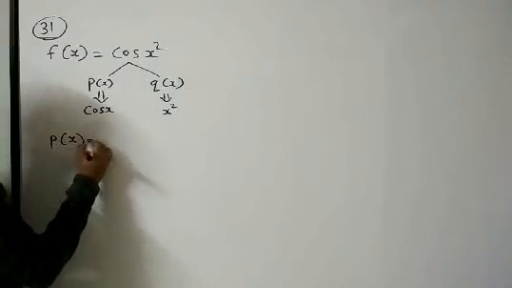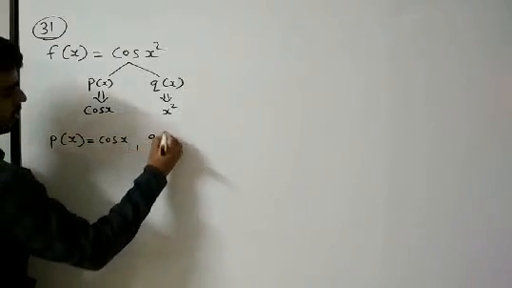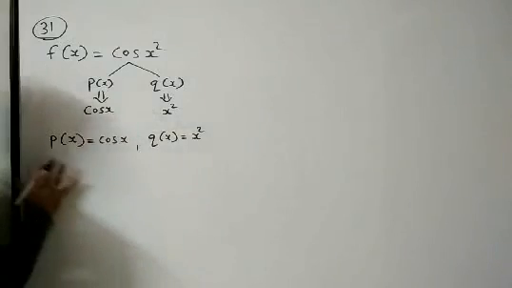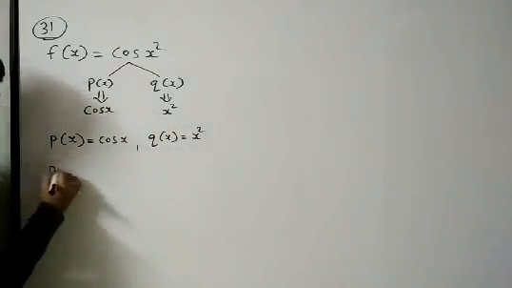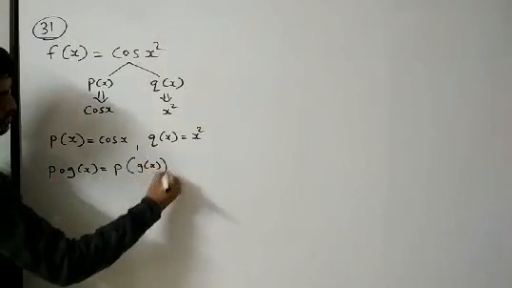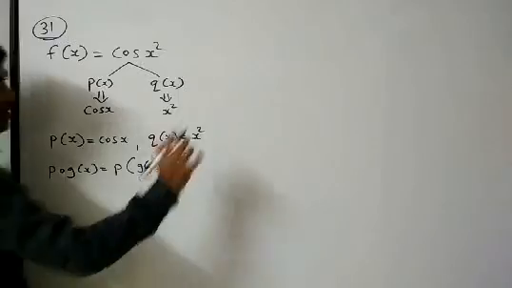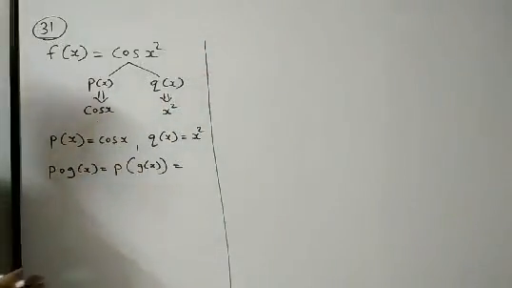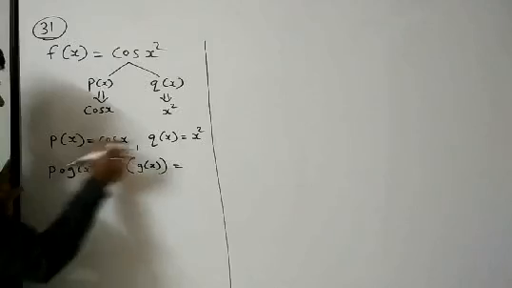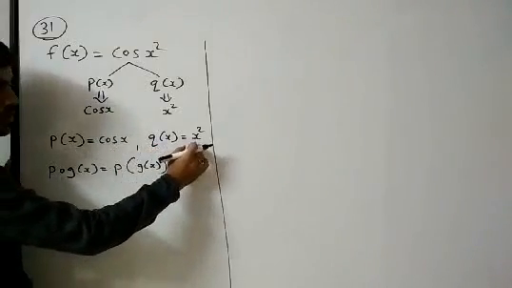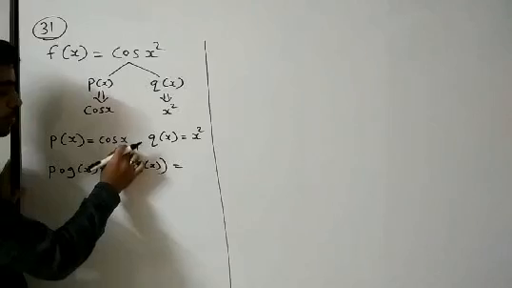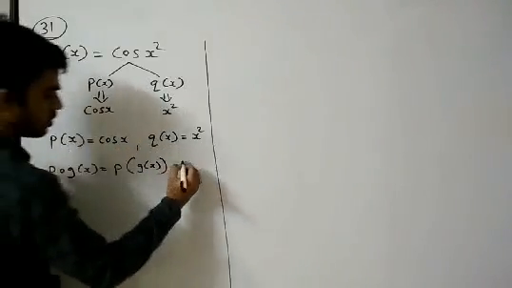P of x is equal to cos x. Q of x is equal to x square. Now composite function means p of q of x. See, p of x is cos x. Try to understand very carefully, okay? P of x is cos x. So p of q of x means in p of x, wherever x is there, put q of x, and q of x is what? X square. So whenever x is there, we put the value of q of x, that is x square. So what?